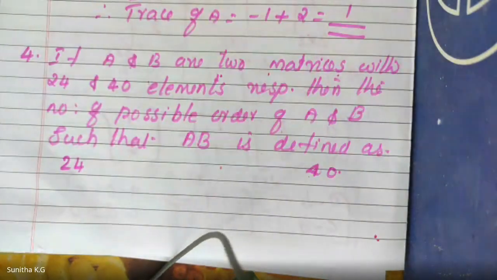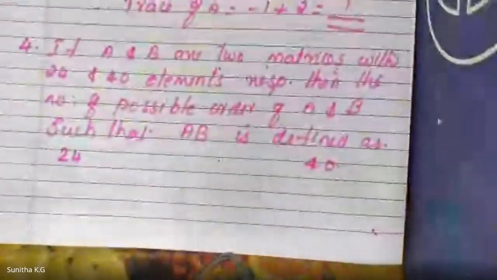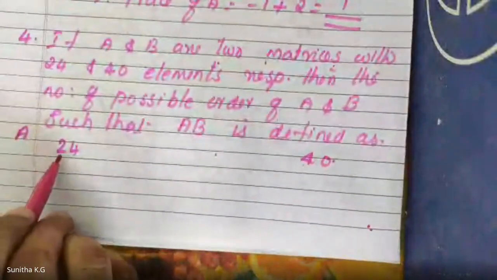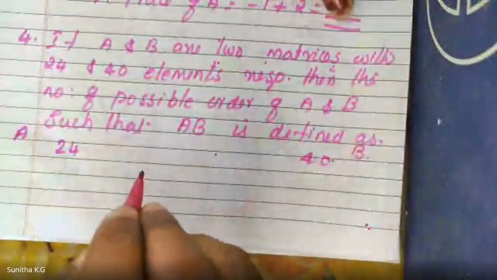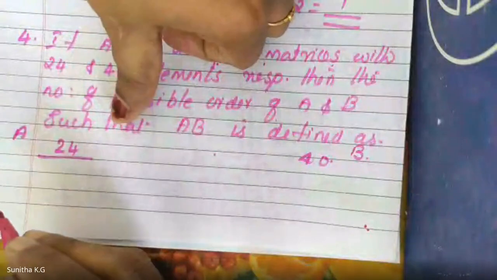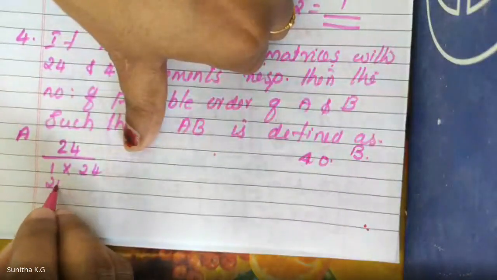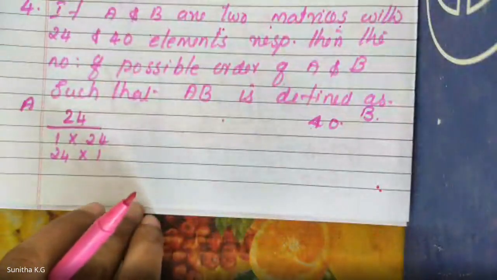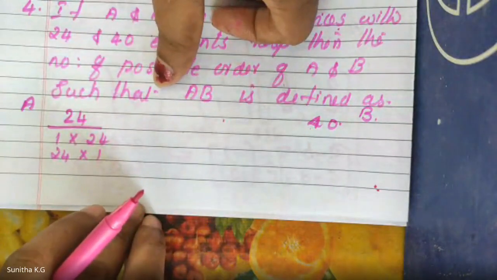Okay. So, I will explain the possibilities. They have given matrix A with 24 elements and matrix B with 40 elements. Then we have to factorize 24. What is the first case? 1 by 24 or 24 by 1. What are the possibilities? Please tell me, except Aditya Jyoti. Others, please. What are the factorizations of 24?